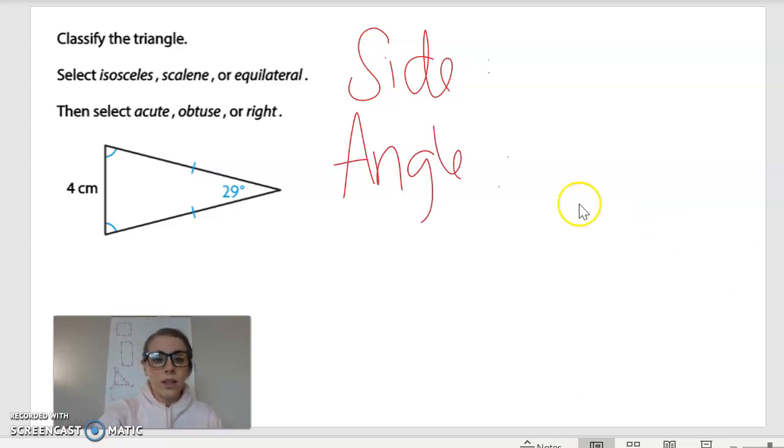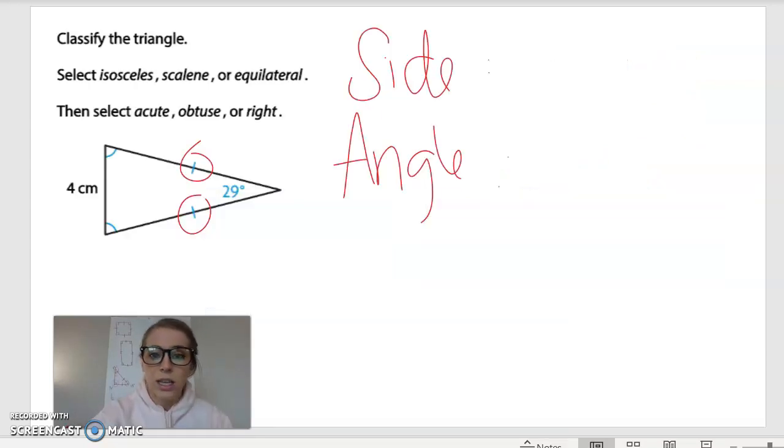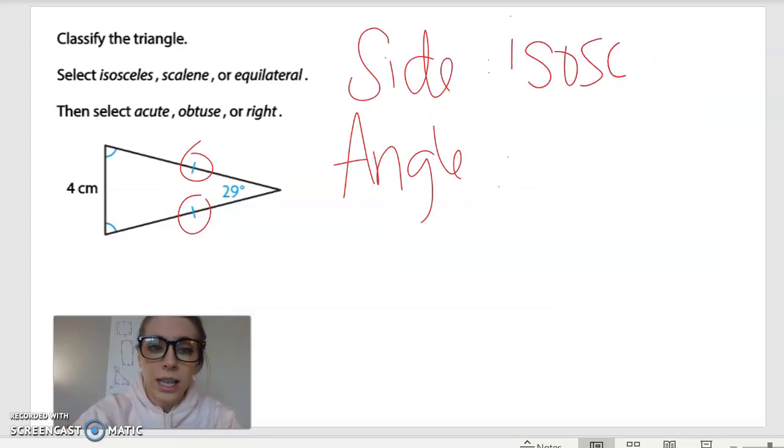So if we look at this, we have 2 lines here. That means it shares 2 equal sides. I'm thinking back to my side slide here, and I see that my 2 equal sides is known as an isosceles triangle. So this is known as an isosceles triangle, but I'm not done there.